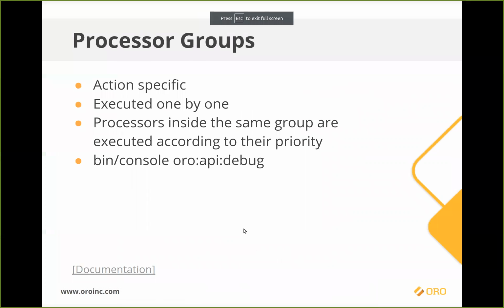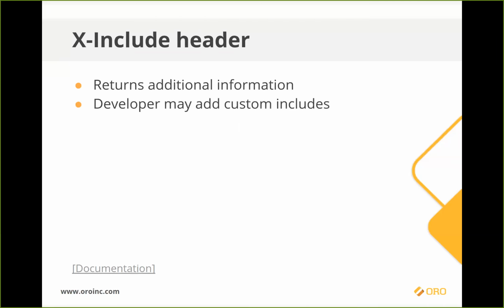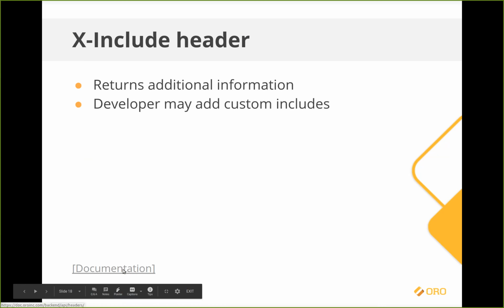So I told you about the processor groups already, so they are specific to each action. So for example, if you add a processor group that is not part of this action, it will not work, of course. Then we also have the X-Include header, and this is the header that you should add to request some additional information. And of course, you can create custom includes, and in the documentation there is an example of how to do this.